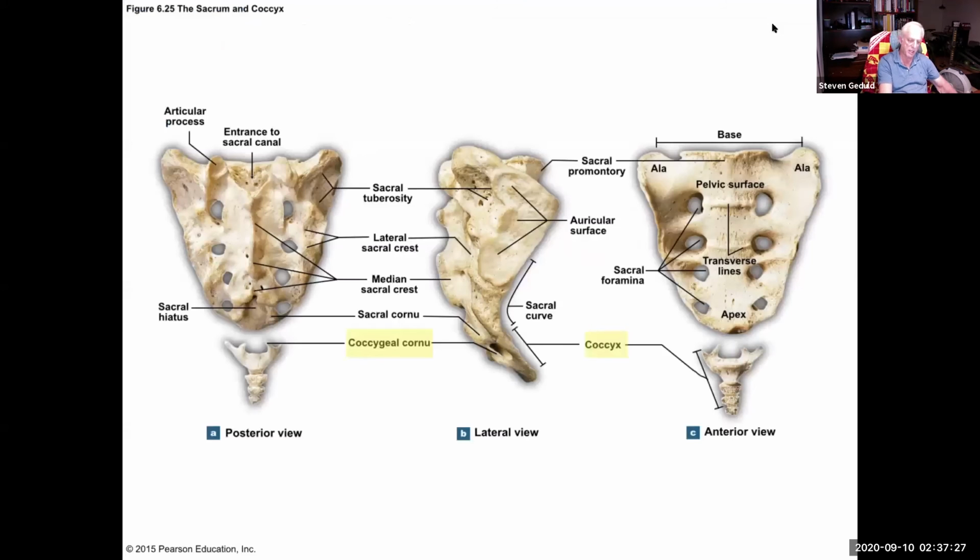Okay, and here's your coccyx here. This is your 3 to 5 bones that are fused. And here's the cornu, which is your bony extension on the ends of the coccyx.